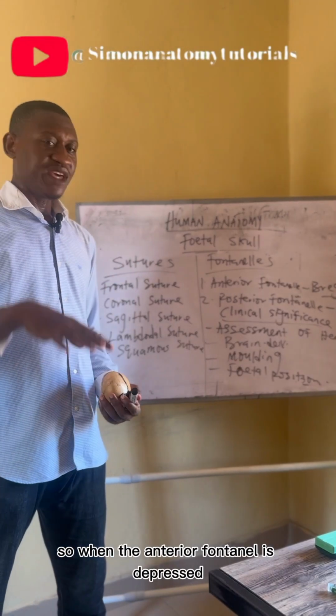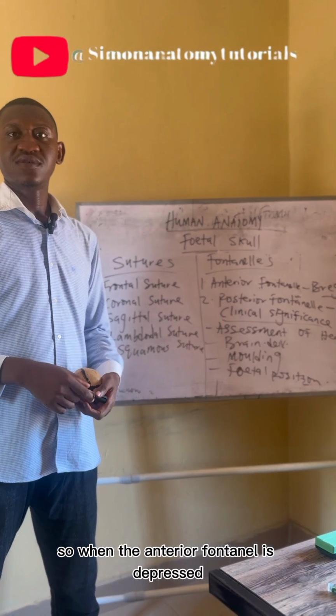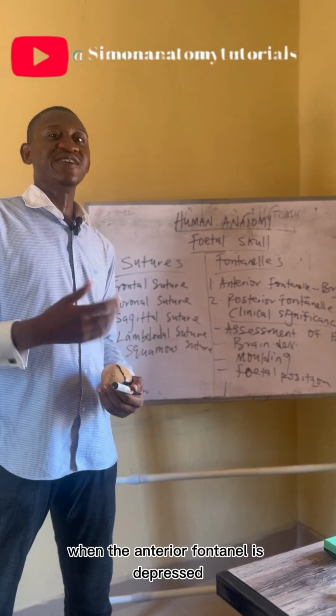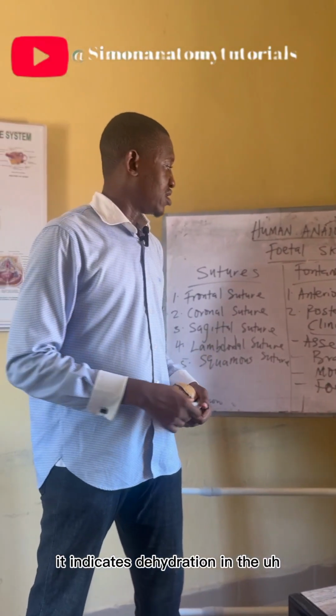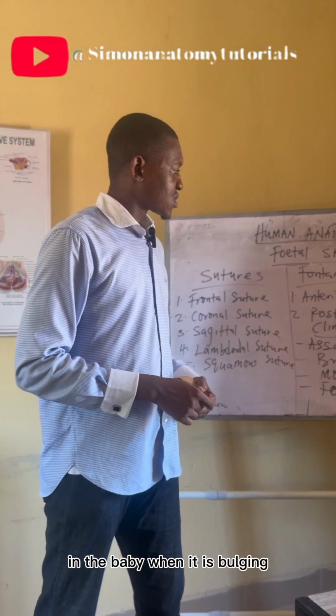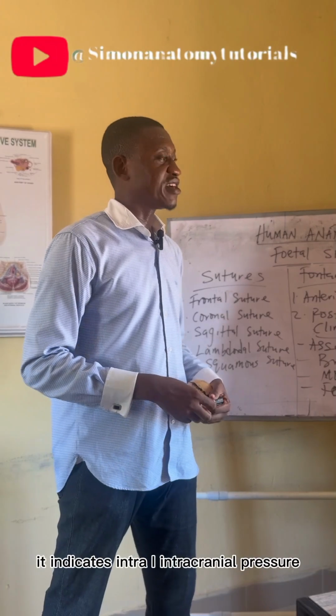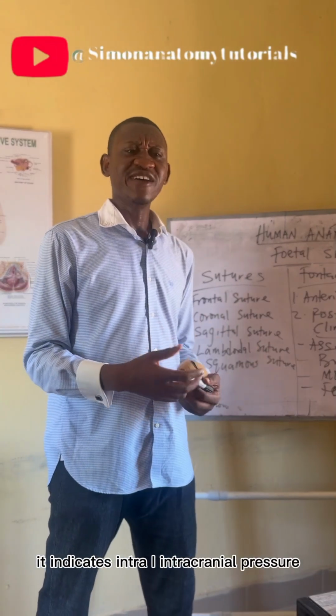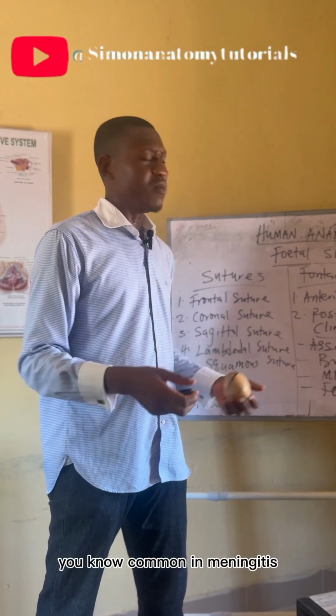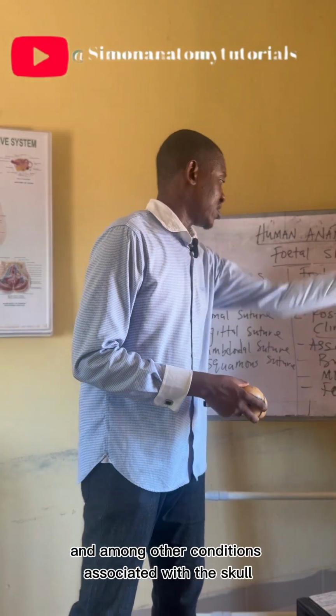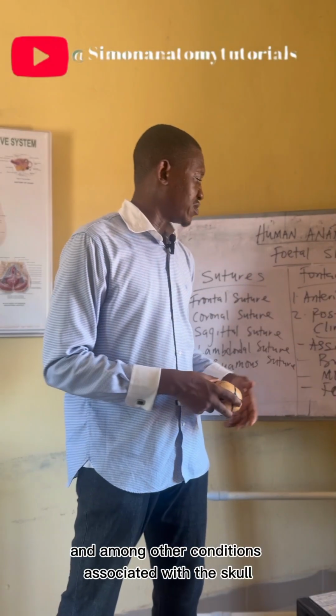So when the anterior fontanelle is depressed, it indicates dehydration in the baby. When it is bulging, it indicates high intracranial pressure, common in meningitis and among other conditions associated with the skull.